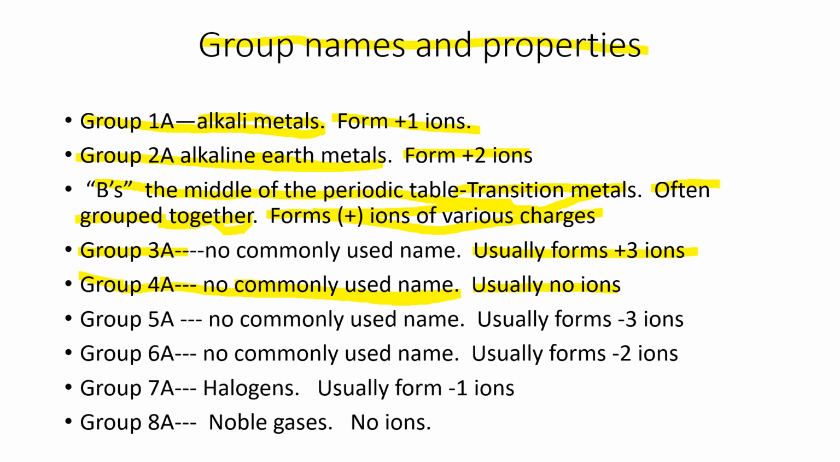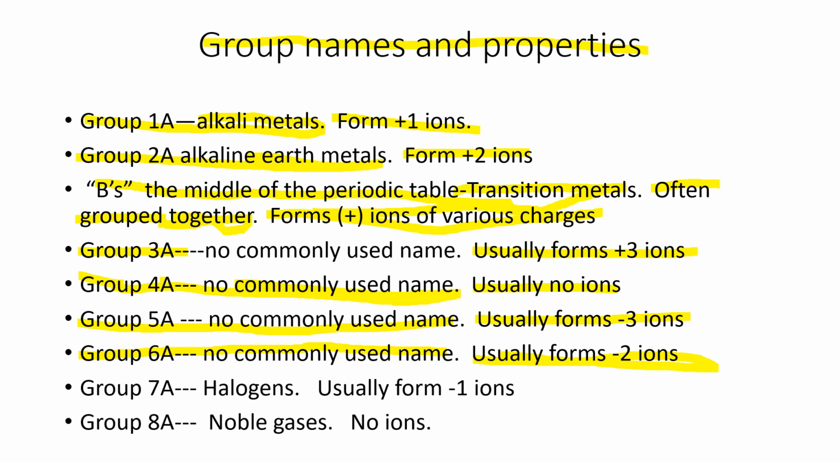Group 5A, nitrogen's group: nitrogen, phosphorus, arsenic. No common name gets used for that group. But here we're really starting to get into the nonmetals, and these are going to form negative ions, and the negative ions they end up forming are -3 ions. We move over to group 6A, oxygen's group: oxygen, sulfur, selenium. No commonly used name we need to associate with that group, but this group will usually form -2 ions. That's their common chemical feature.